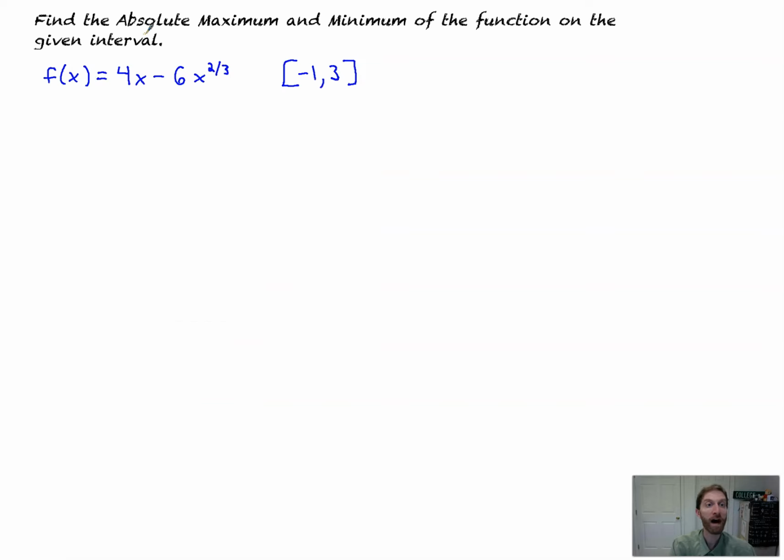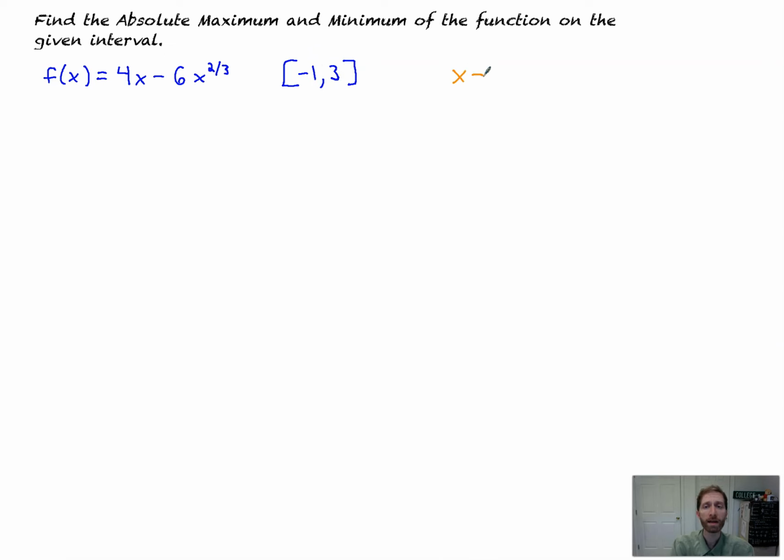So this says, find the absolute maximum and the minimum of the function on the given interval. Again, our goal is to do this without a graph, but I'll show you a graph at the end of this to make sure we're good. We're now going to go on the interval from -1 to 3. Great, so those are my endpoints.